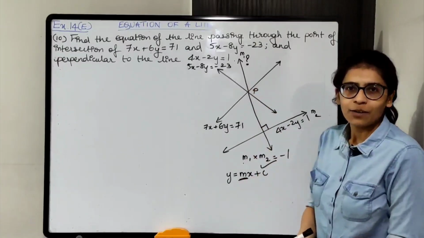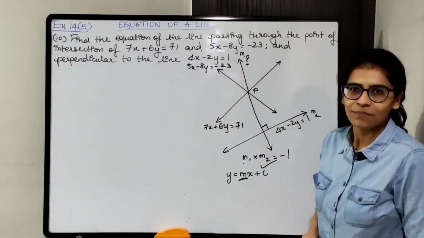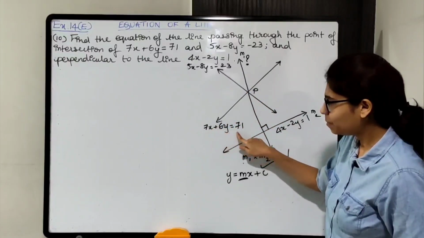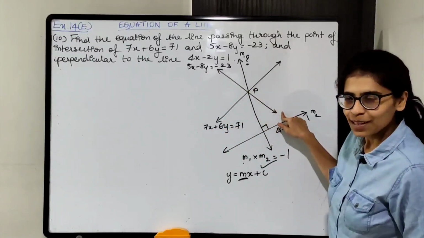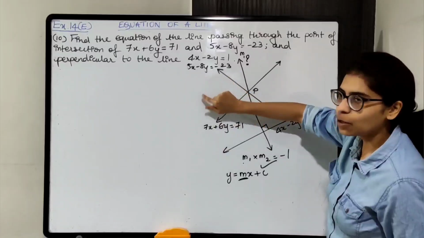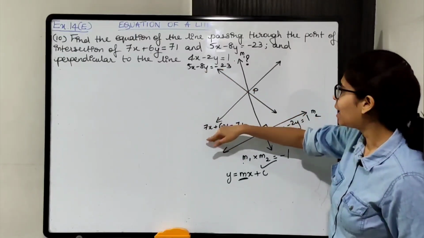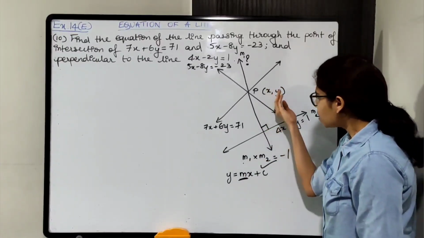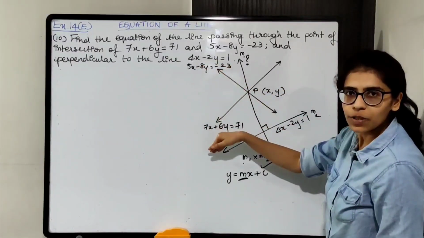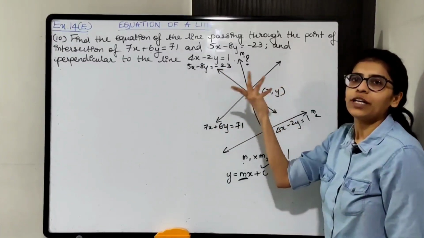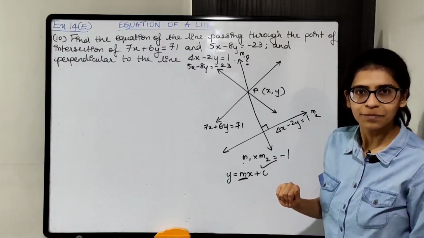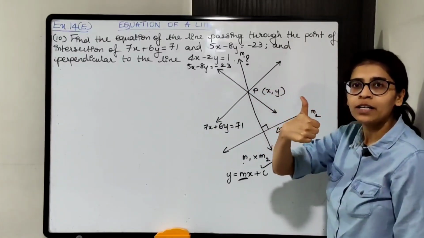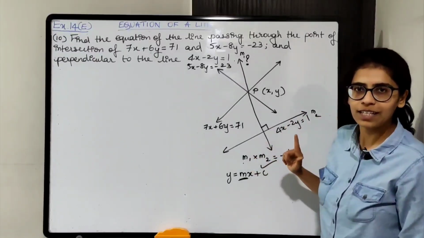Let us find out the coordinates of P, because it is passing through point P. P is the point of intersection of this line and this line. So I just need to solve the two linear equations and find out the values of x and y. Whatever is the value of x and y on solving the two linear equations, that will be the coordinates of point P, because it is the point of intersection of both the lines. So I will get the coordinates of one point, and I will get the slope also very easily.